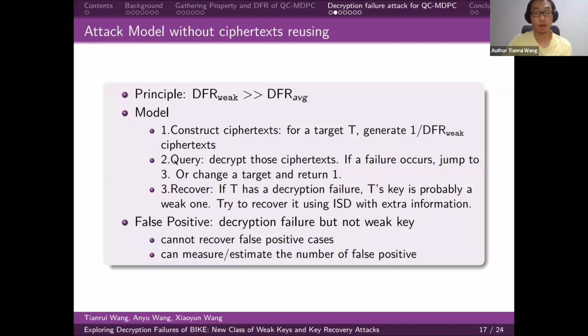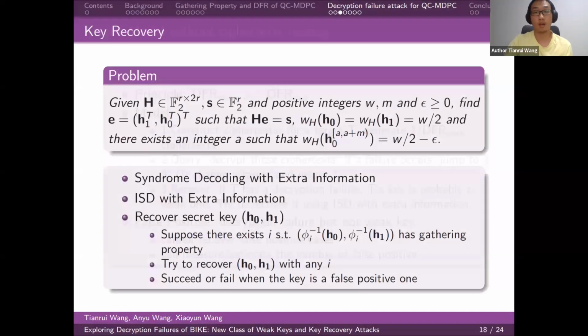Fortunately, we can measure or estimate the number of false positive cases through some methods. The detailed discussions are available in the full version of our paper. Now, let me introduce the key recovery algorithm. Here is a syndrome decoding problem with extra information. Given H, S, and other parameters, we know HE equals S and gathering property information.